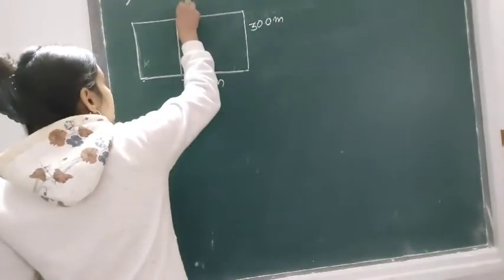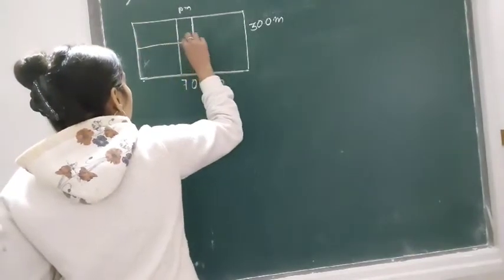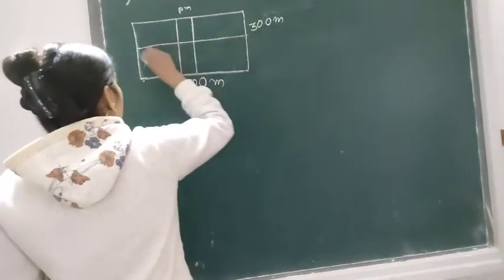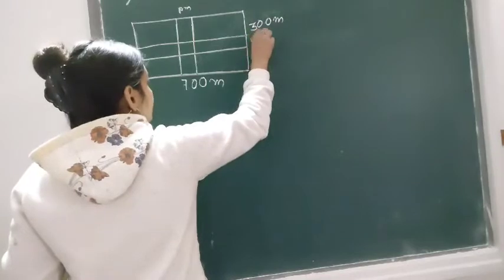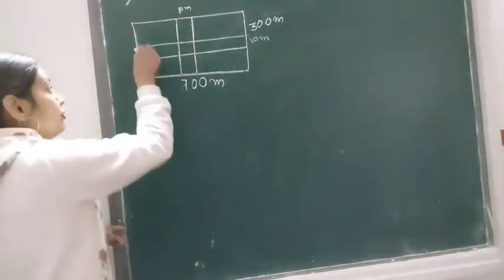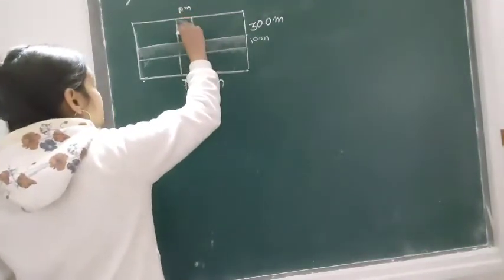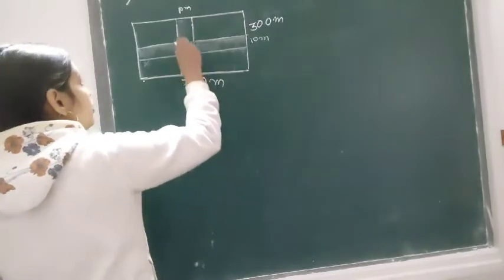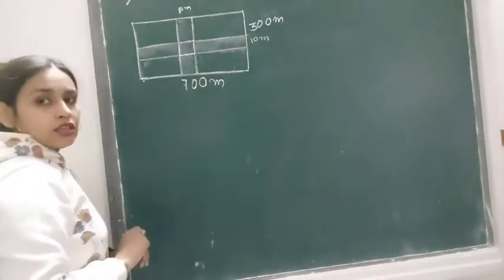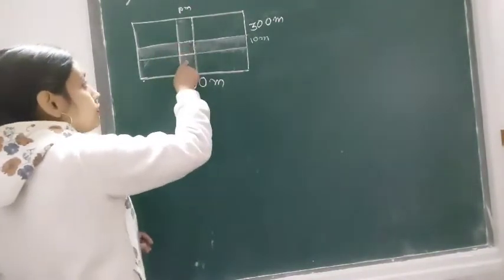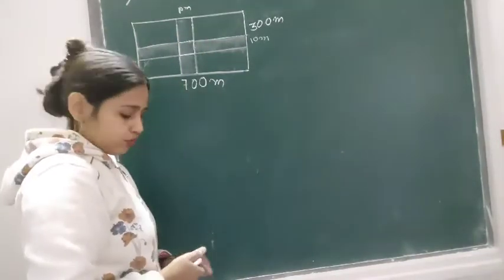So this is 10 meters and this is 10 meters. So we have to find the area of this portion and this portion. So children, if you see, this part is taken twice, right? So when we are finding the area of the 2 roads, in one of the roads we remove this portion, saying that it's a common portion.